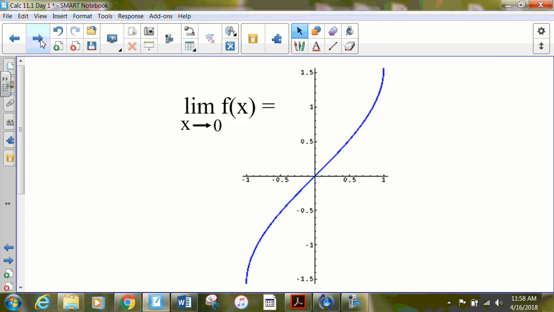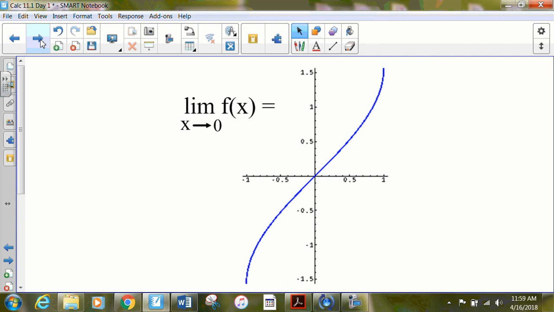All right, so here we've got what's going on with this function as x approaches 0. Once again, instead of saying limit of f of x as x approaches 0, you can say, hey, what's going on with this function as x is going to 0? Or another way of saying it is, what's going on with y as x is getting closer to 0 from the right and from the left?